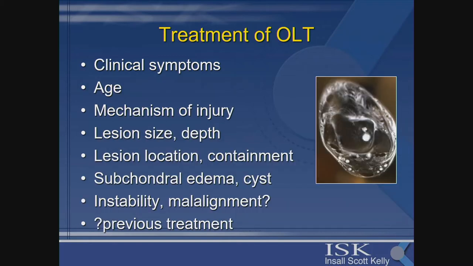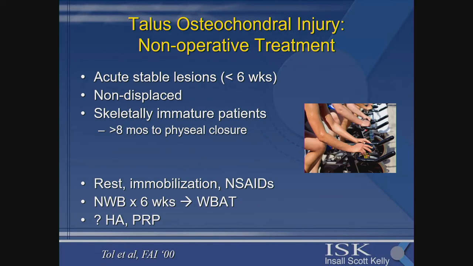And also, if the patient has had any prior procedures, you want to know exactly what they had done as well. When we treat it, as with everything, you really have to individualize the treatment plan based on the patient's symptoms, their age, how they injured it, again the size and the depth of the lesion, the location, is it a contained lesion, is it on the shoulder, what does the bone look like, and then anything else: do they have instability, do they have malalignment, and what treatments have they had.